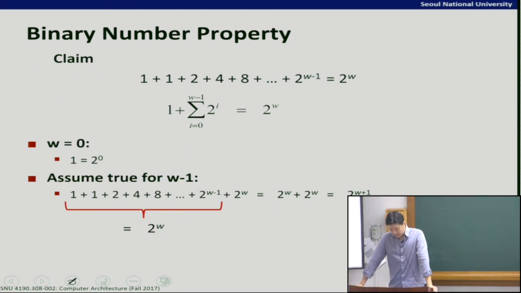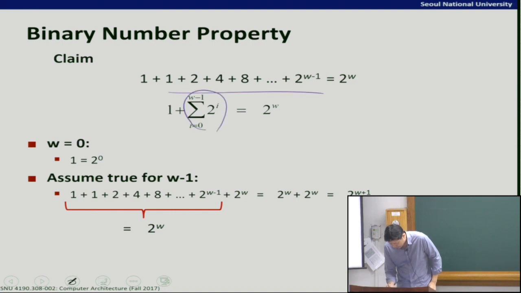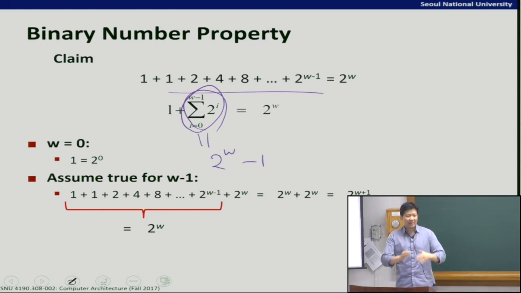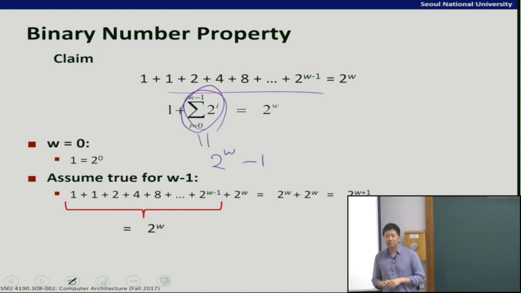And a binary number property, I don't know, it's kind of an odd position, but the claim is this. In binary numbers, we add all of the bits, and the maximum number that can be represented is given by the sigma, i equals 0 through w minus 1, of 2 to the power of i. Then the sum will be 2 to the power of w minus 1, right? That's the maximum positive number that we can represent. And we can prove it using mathematical induction. I don't know, you already learned mathematical induction in high school.